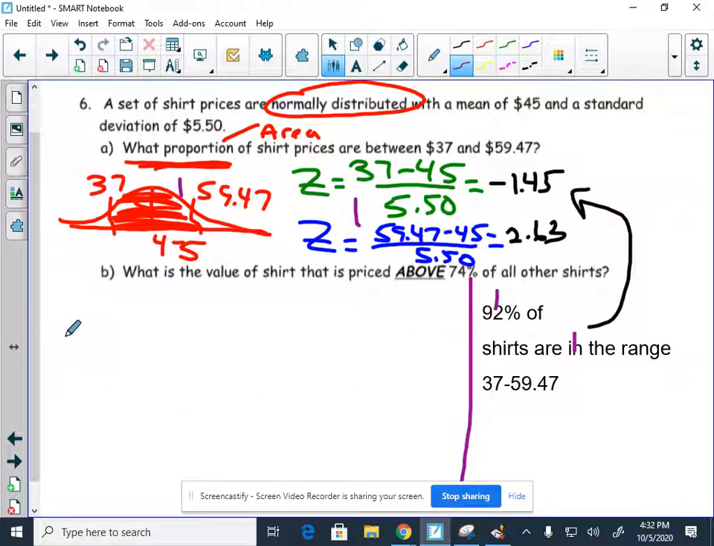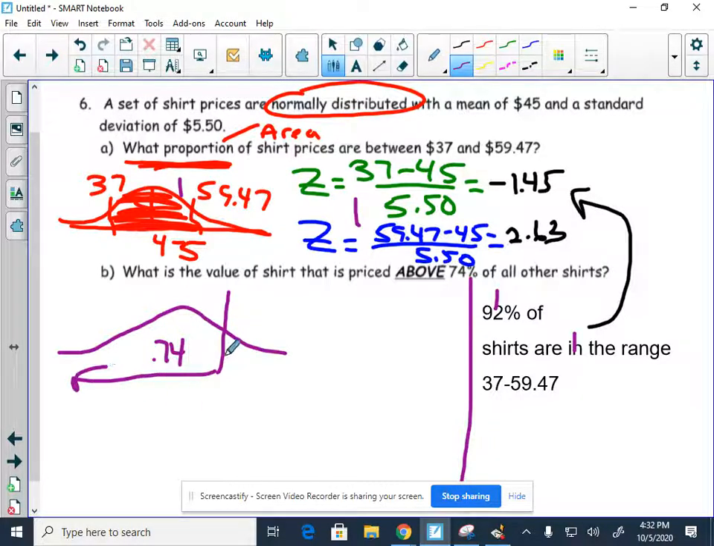What is the value of the shirt priced above 74% of all other shirts? Now, this is tricky. The shirt is above 74%, so that line would be drawn here. This is one that students tend to get wrong. We're going to shade this direction because the shirt is above the 74%.